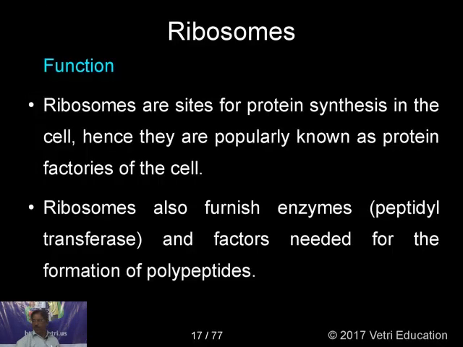Regarding the functions of ribosomes, the first one is that ribosomes are the sites of protein synthesis in the cell, hence they are popularly known as the protein factories of the cell. Ribosomes also furnish the enzyme peptidyl transferase and factors needed for the formation of polypeptides. Polypeptides are proteins, so mainly the ribosomes are concerned with the production of proteins.